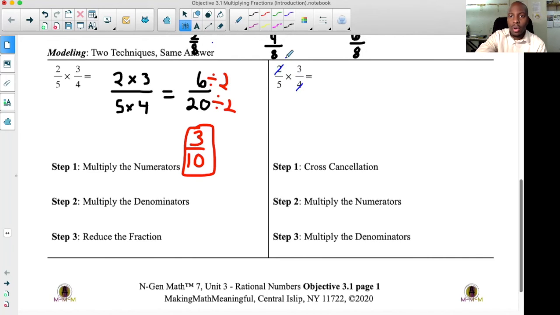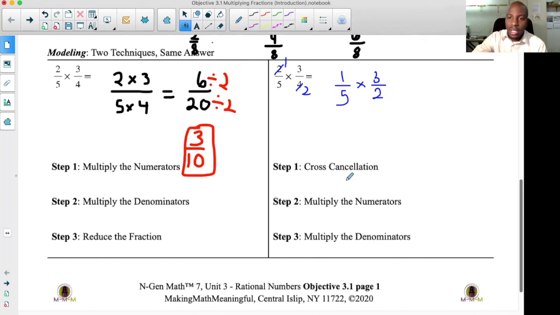What's 2 divided by 2? 1. What's 4 divided by 2? 2. That's called cross cancellation. It gives me a brand new set of fractions that look like this: 1/5 multiplied by 3/2. I know some of you are like, well, Ms. Orford, now that's an improper fraction. Yes, I know, and it's okay because we're not done solving it. Even if it was improper at this point, it's okay. I like improper fractions, and I like fractions over decimals sometimes.